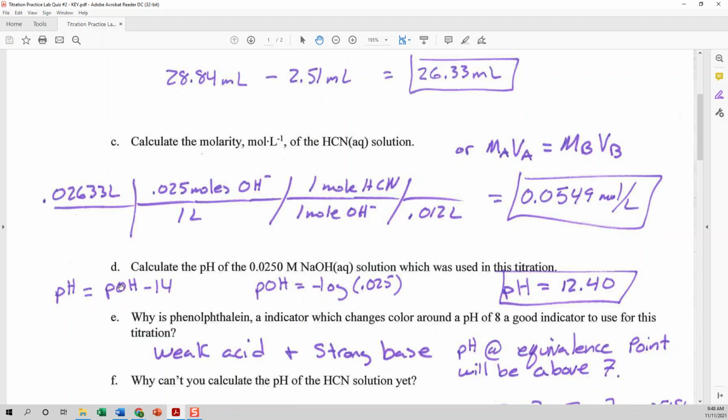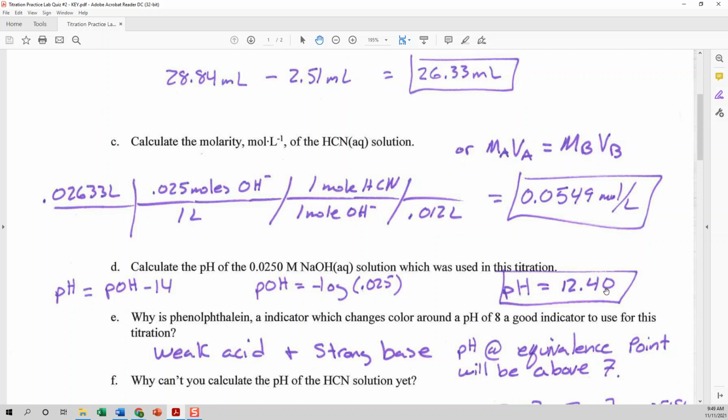And then what we would do is we would take that, and it should be, sorry, of course I made a typo on the key. This should say 14 minus pOH, not pOH minus 14. So again, this should say 14 minus pOH, not pOH minus 14. Okay, so when you take the negative log of this and you subtract this from 14, you get this pH. Okay. All right. So that's the pH. That was the pH of our sodium hydroxide solution.